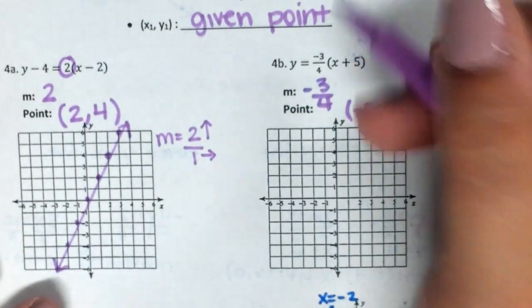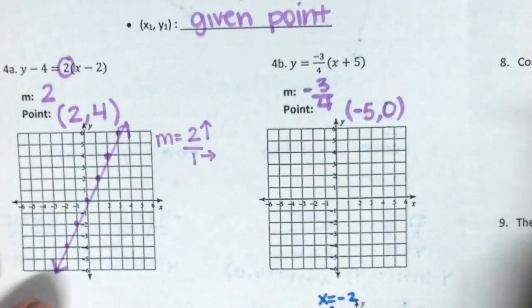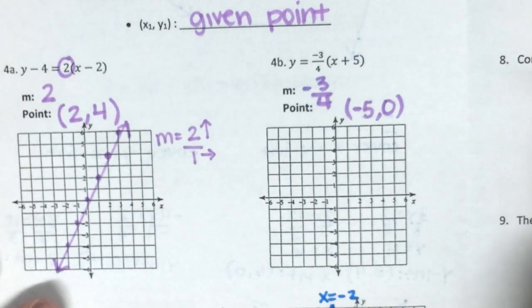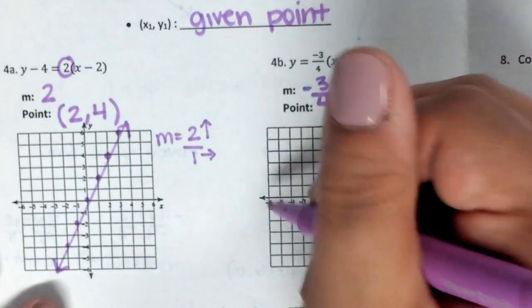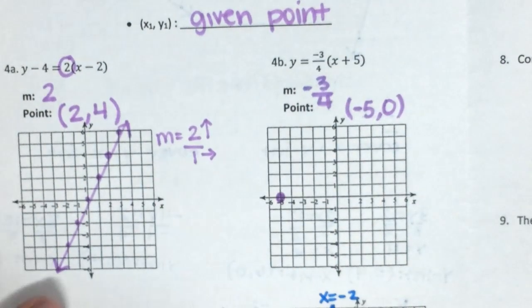And then what's my y value? There's nothing there. What's nothing in math? 0. And then now you got to be careful. How do you plot -5, 0? Where is that at? On the x-axis. Make sure you're not plotting on the y.